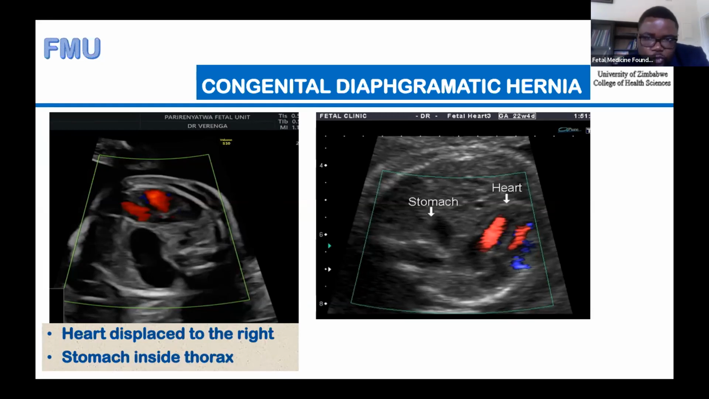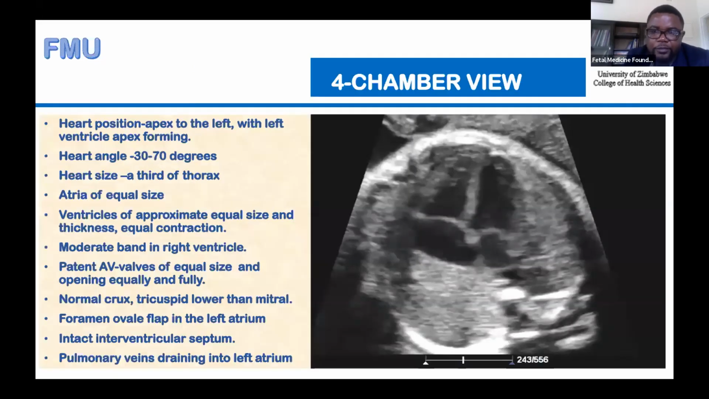Because we are not doing balloon insufflation yet, endotracheal balloon insufflation, we are not offering that. So these babies, we have nothing to offer them. All we do is calculate the lung-to-head ratio to try and come up with a prognosis, to know whether we should offer them termination or offer them hope. So very easy to diagnose by following the protocol.